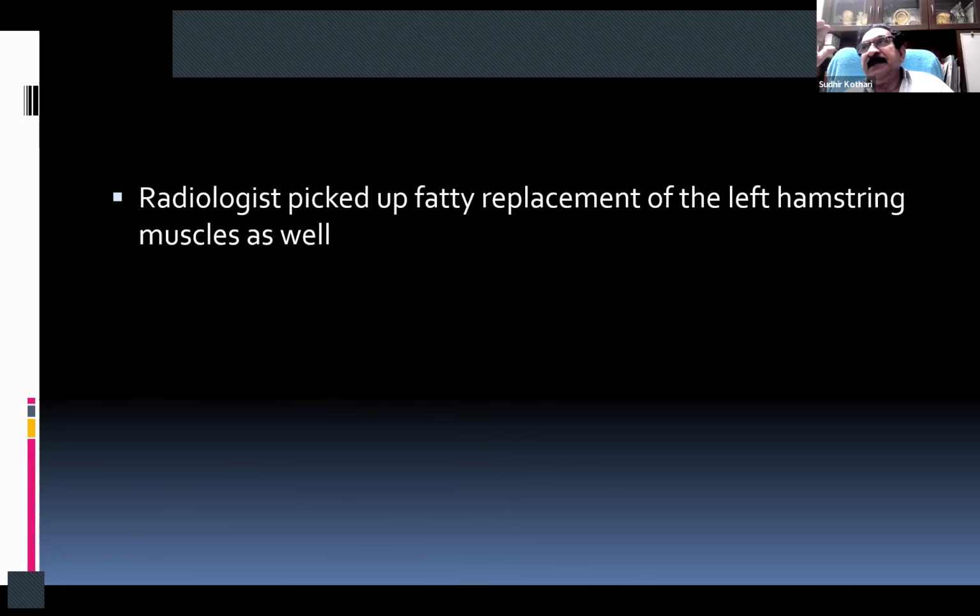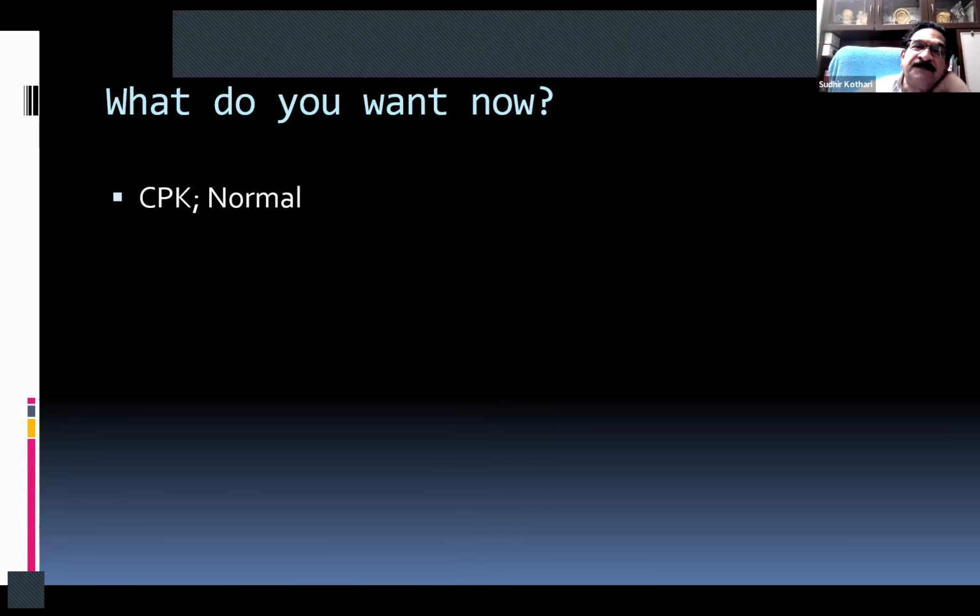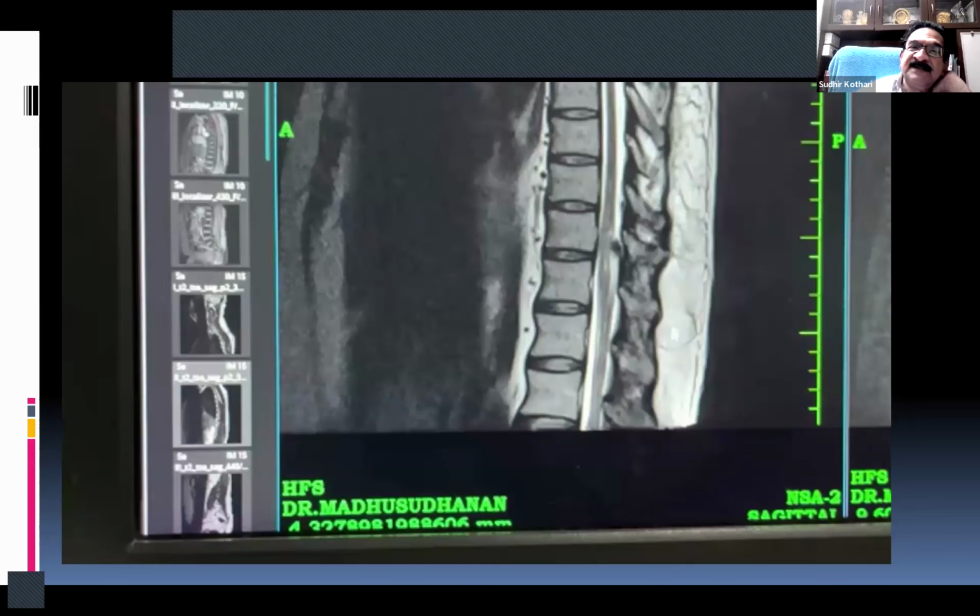So when we say MRI of the lumbar spine, it's screened from the L1 vertebra downwards. But as you said correctly, the L1, L2 segments come under the thoracic spine. That is what you're referring to, correct? Yes, sir, exactly. So you're perfectly right. We should screen for that also. So you want MRI of the dorsal spine, correct? CPK was done, sir, and it was normal. This is the MRI of the dorsal spine.